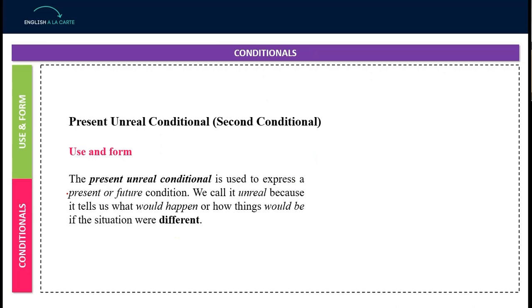So the present unreal conditional is used to express a present or future condition. We call it unreal because it tells us what would happen or how things would be if the situation were different. Okay, so it's not real.